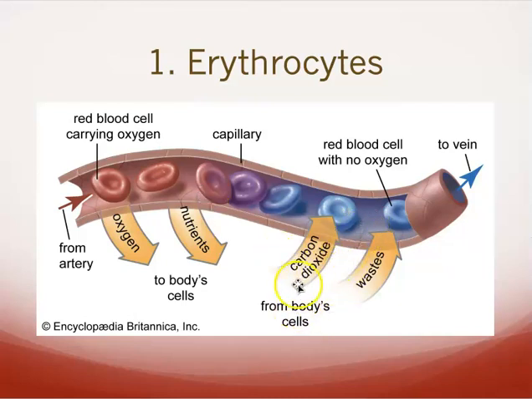At the vein side of a capillary, it is now picking up carbon dioxide as well as waste, and then it's taking it back to the heart to pick up oxygen, and then back into systemic circulation, sending it to the kidneys to get rid of the waste.